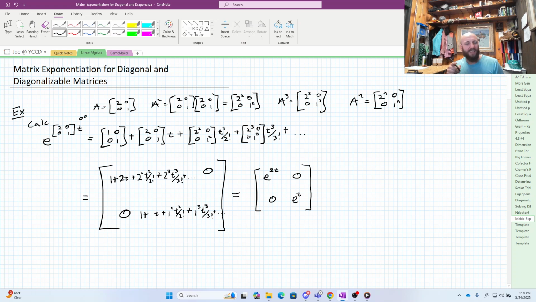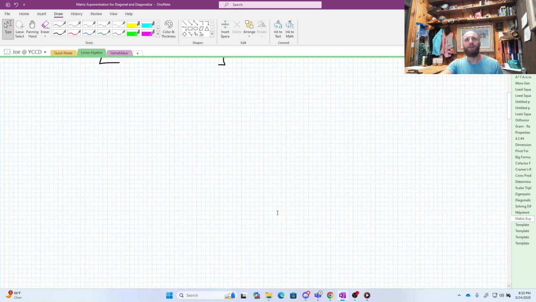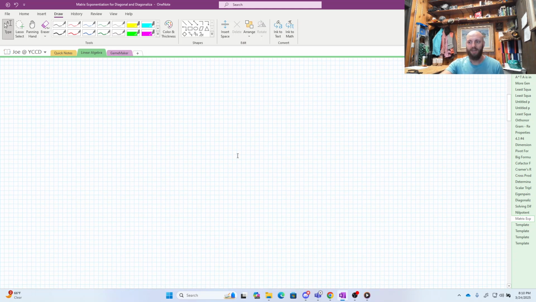That's cool. That means that if I have a diagonal matrix, I can just exponentiate the diagonal and I don't need to worry about this whole power series thing very much. That's a really neat trick. So I think that's maybe a start. Let's go look at a slightly more complicated case.